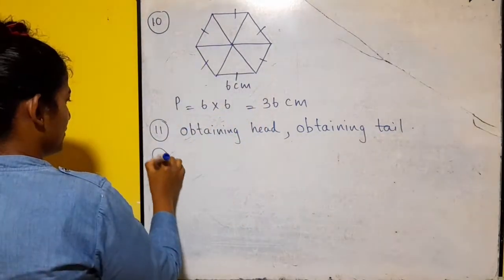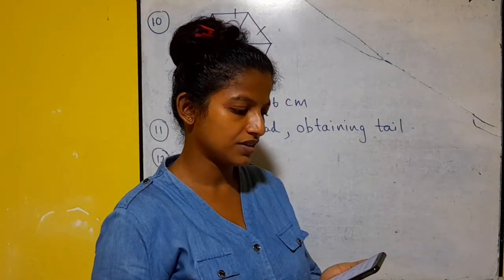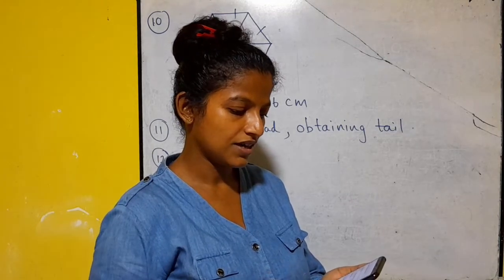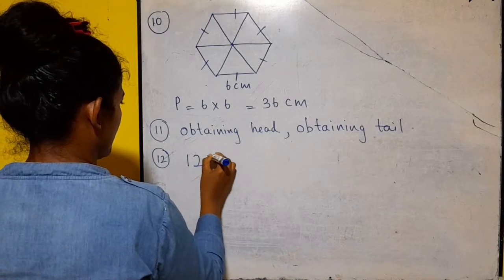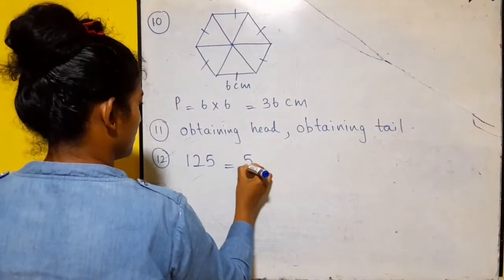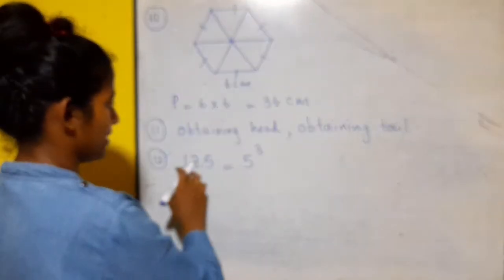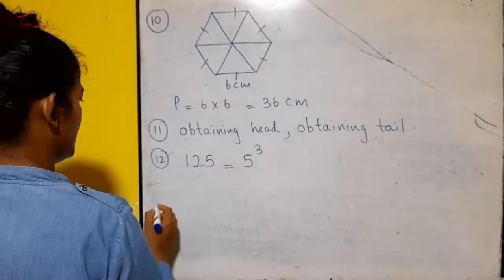Then question number 12. 125 is written in index form as given in the blanks. Write suitable numbers for the blank cages. 125 can be written as 5 to the power 3. 5 into 5 is 25. 25 into 5 is 125. So these are the base and the index here.